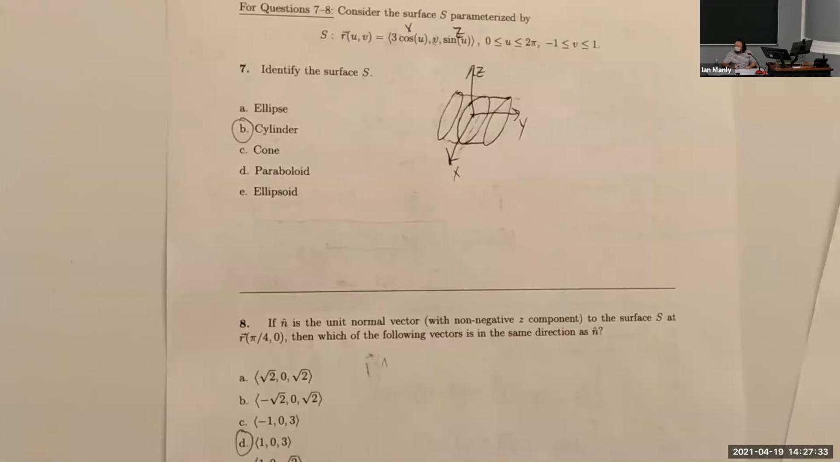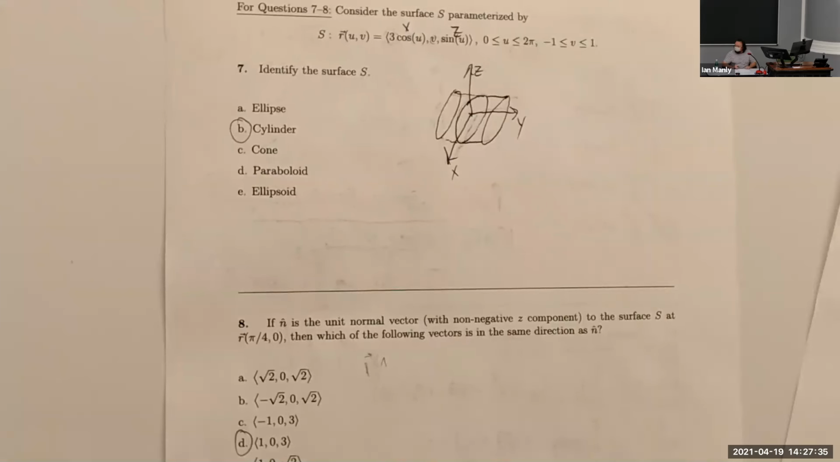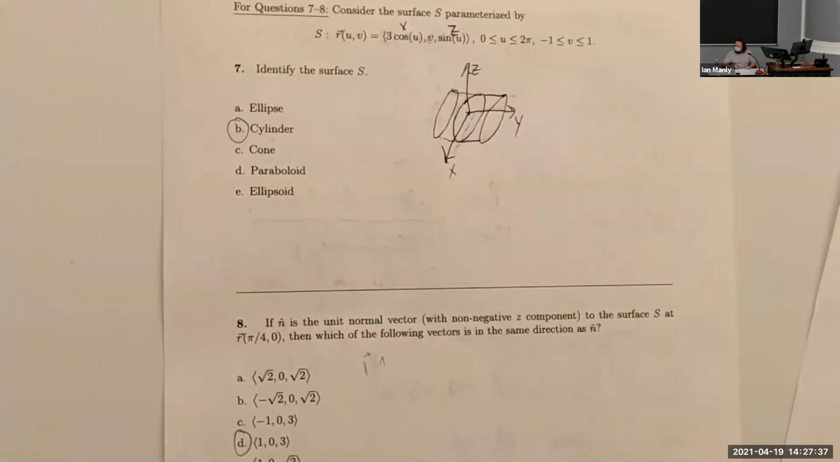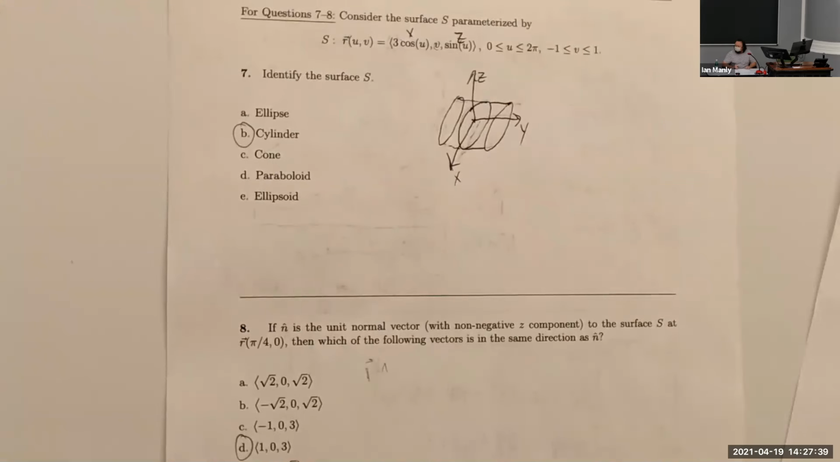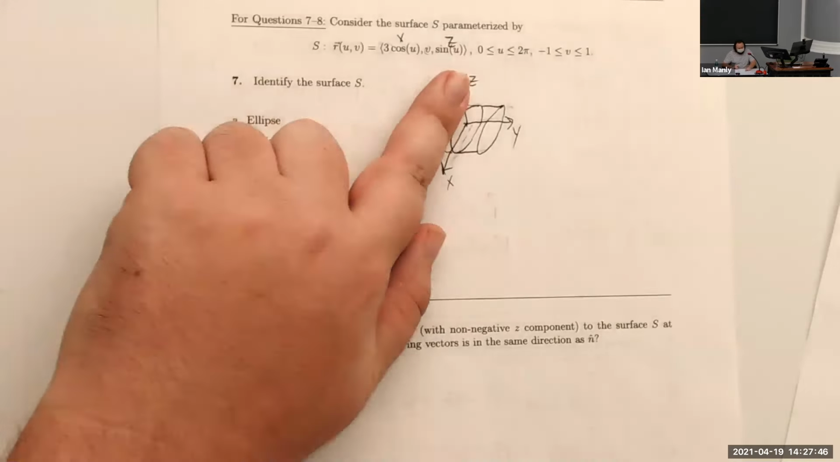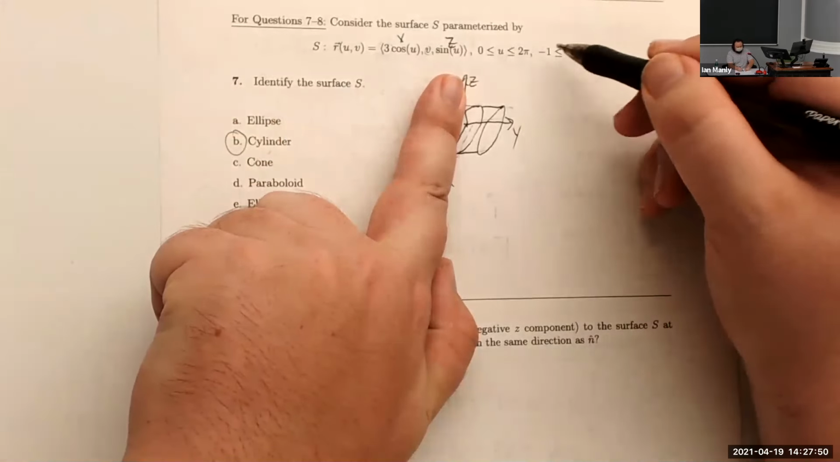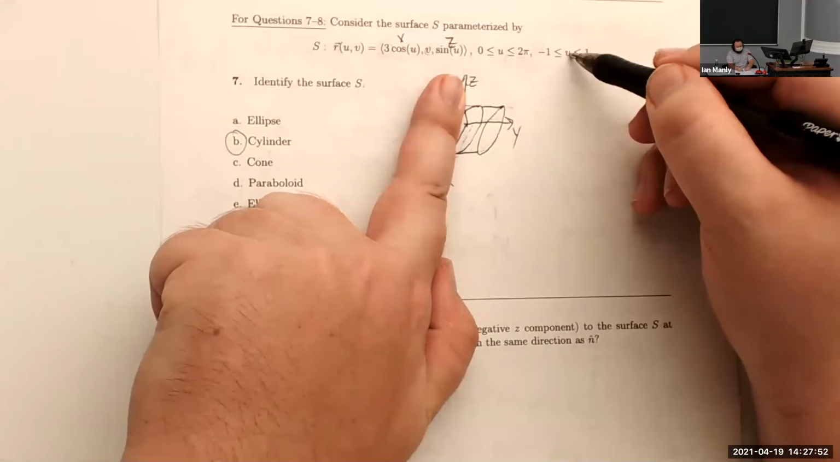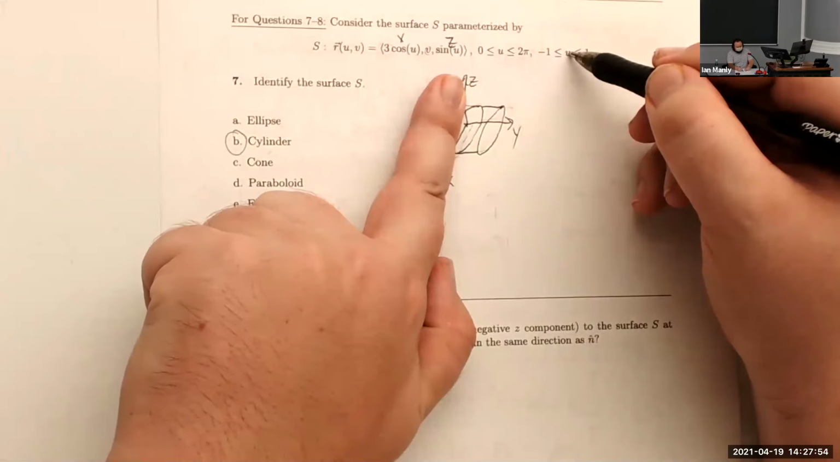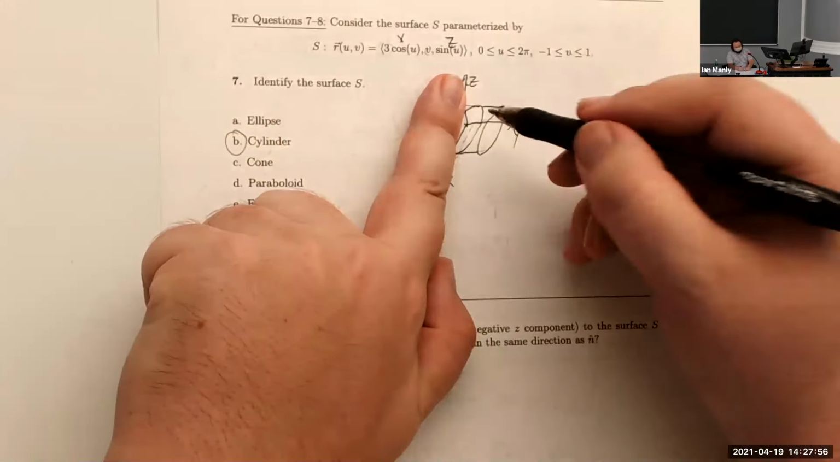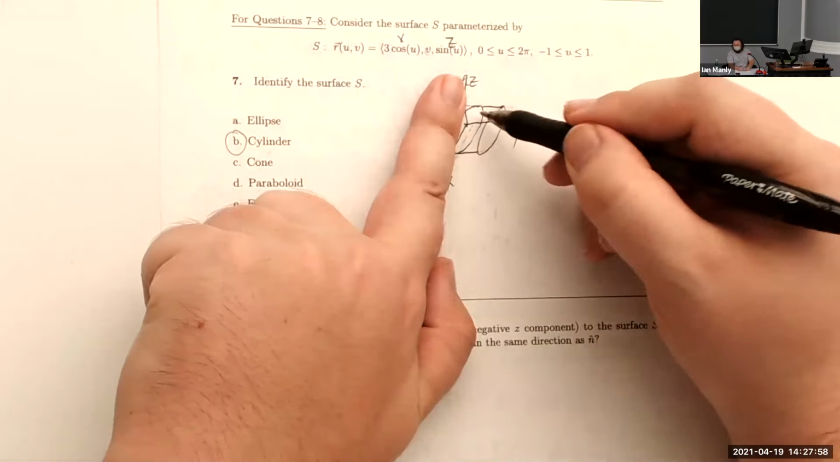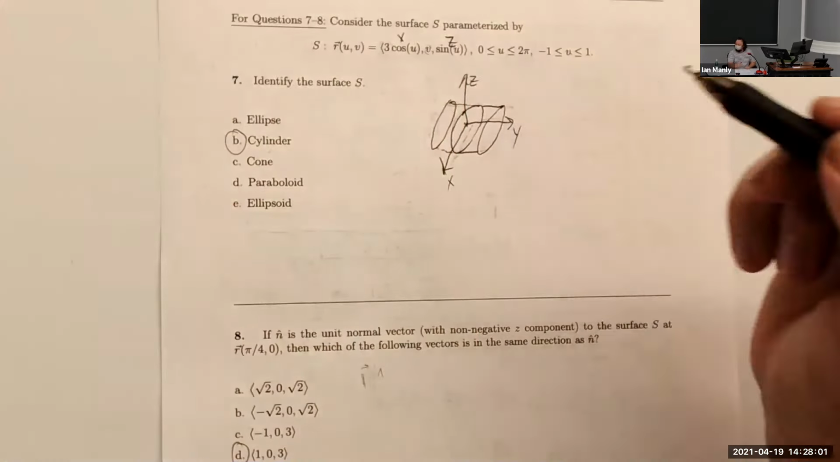Would an elliptic paraboloid be if y was v squared instead of v? Actually, no, it wouldn't be that. It would actually just be half of this cylinder. Because if y was v squared, then v going from -1 to 1 would mean that v squared would only go from 0 to 1. So it would actually still be a cylinder. It would just only be this half of it right here.